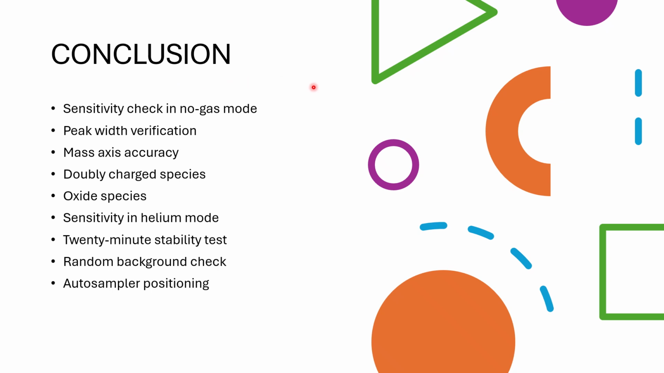So let's quickly recap the 9 calibration tests. So for mass calibration, there is sensitivity check, peak width verification, mass axis accuracy. Then we check for doubly charged species and oxide species. Then we turn on the helium mode and check for sensitivity. Then we do stability test with helium mode off, and then we do random background check, and the last one is Autosampler positioning.